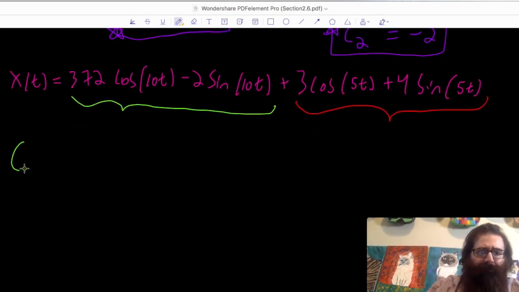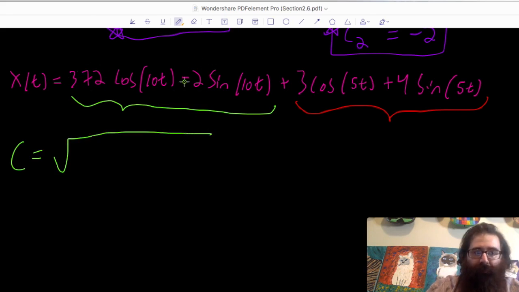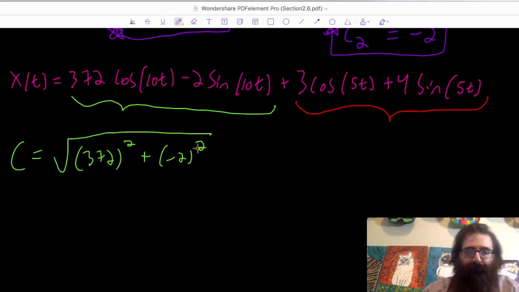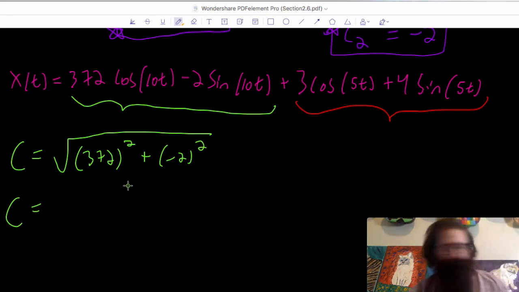So here, capital C is the square root of a squared plus b squared, so that's 372 squared, plus negative 2 squared. And this feels like a job for our calculator friend. Where'd he go?